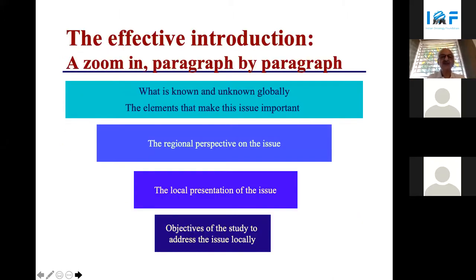And an effective introduction actually zooms in from a very broad perspective. So what is known and unknown at a much broader level. While we say globally, it doesn't necessarily mean worldwide. It could mean in a very localized area, but a more broad perspective. We then narrow down to a more regional perspective, a local presentation of the issue, and finally the objectives of the study to address the issue locally. If we do this from a broad perspective to coming down to a narrow perspective, we would then be able to focus the reader on the exact purpose of the study that we are doing. And this would lead to a very effective introduction.